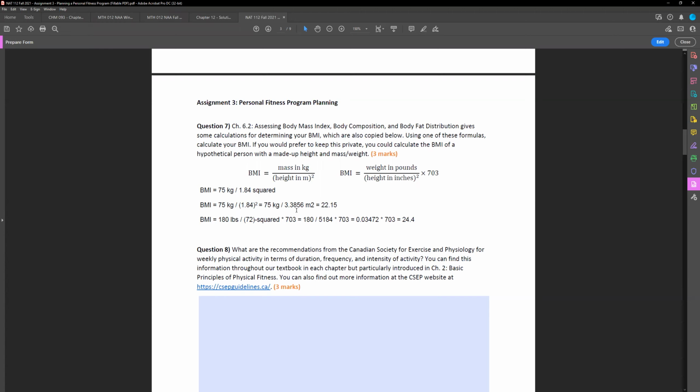I just want to see that you do the calculation and you get your BMI. Remember, you don't need to use your actual BMI. If you want to keep it private, you can use a hypothetical person like I did. Neither of these is my current true weight or mass, and neither is a very accurate height.